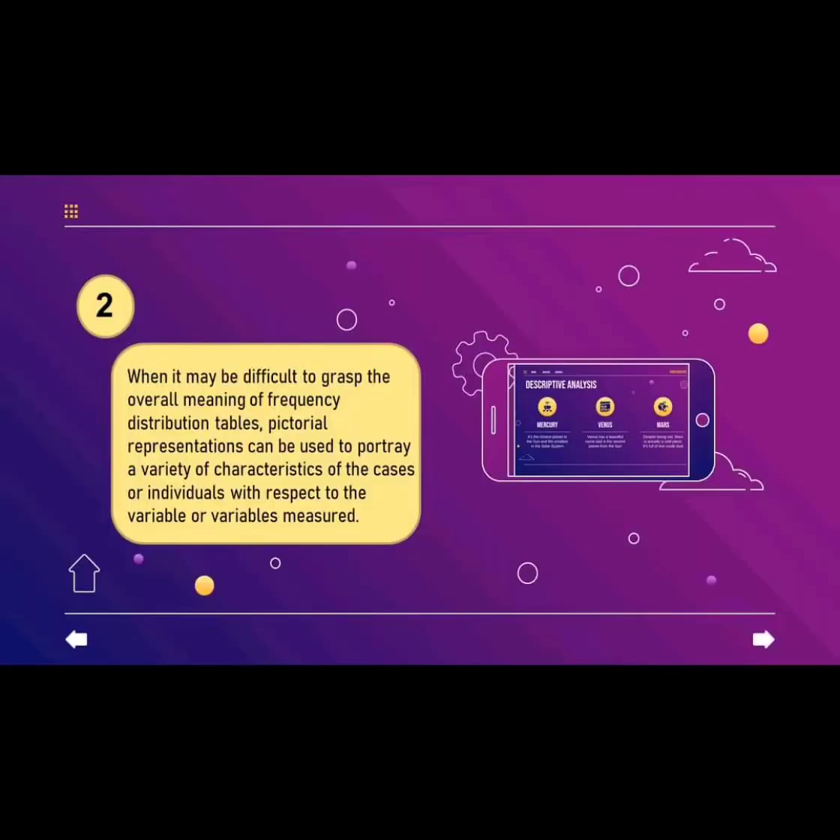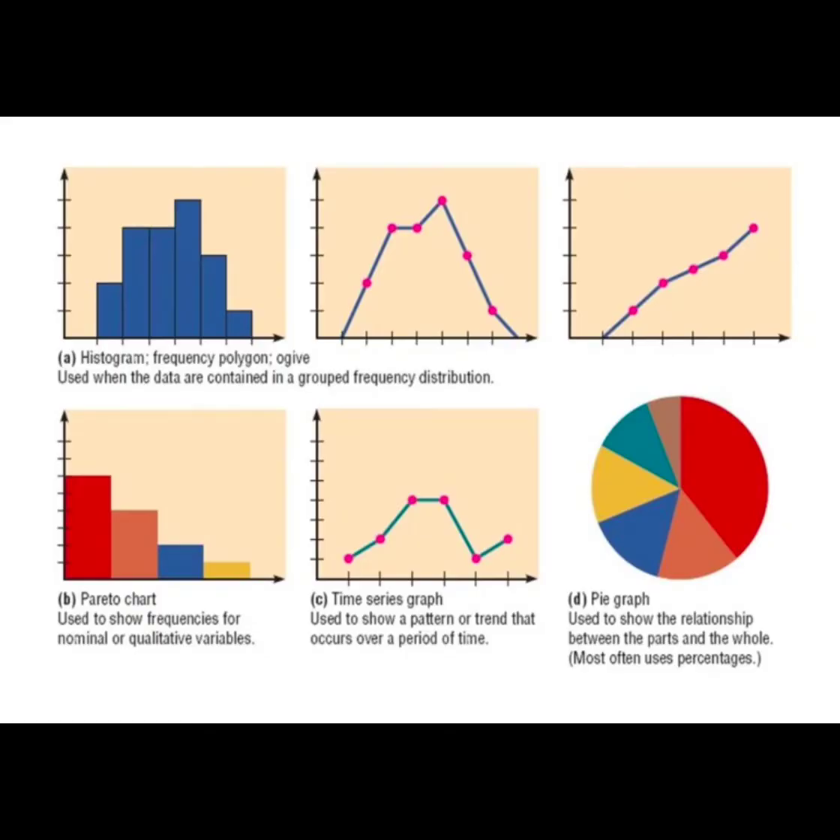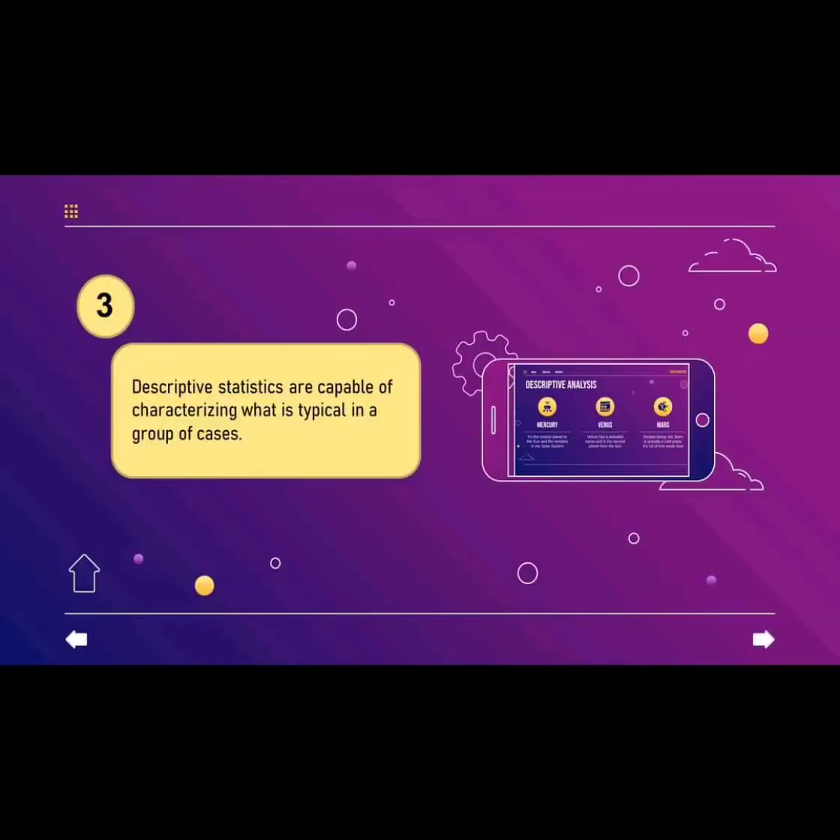2. When it may be difficult to grasp the overall meaning of frequency distribution tables, pictorial representations can be used to portray a variety of characteristics of the cases or individuals with respect to the variable or variables measured. This process typically involves the use of one or more data displays such as bar graphs or charts, pie charts, histograms, and frequency polygons.